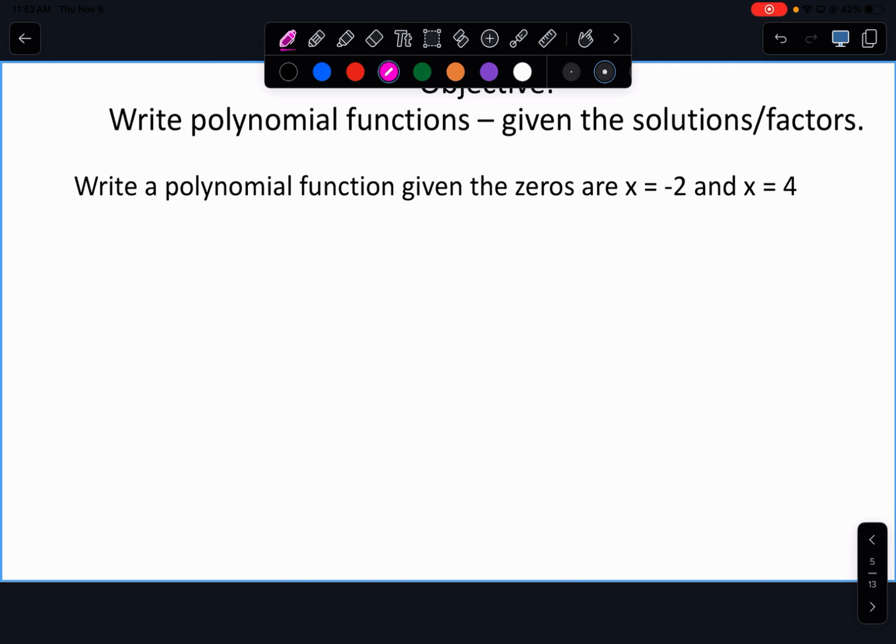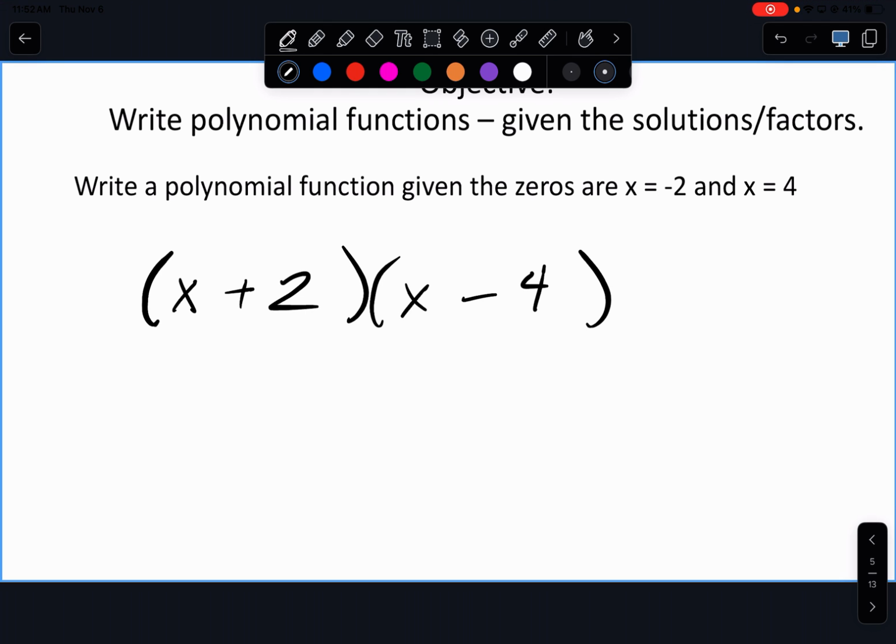So here's an example. I want you to just write the factors for this one, and then we'll go from there. I'm telling you that the solutions, the zeros, the x-intercepts for the polynomial are -2 and 4. I want you to write the factors of that. So you're going to have your parentheses like this. What's going to go in there if the solutions are -2 and +4? What's going to go on the first one, Zayden? X plus 2. Okay, what's going to go on the second one, Carson? X minus 4.